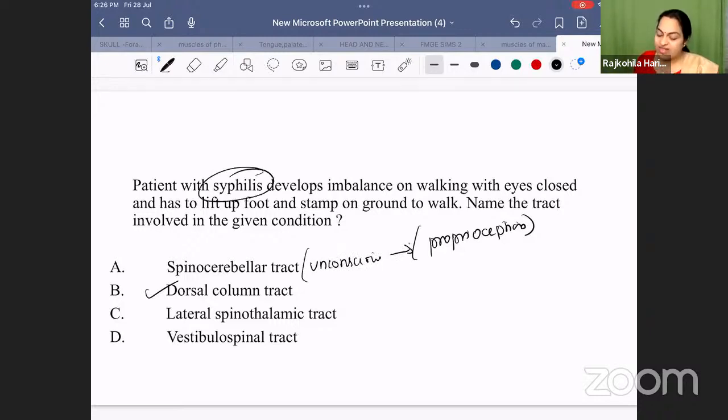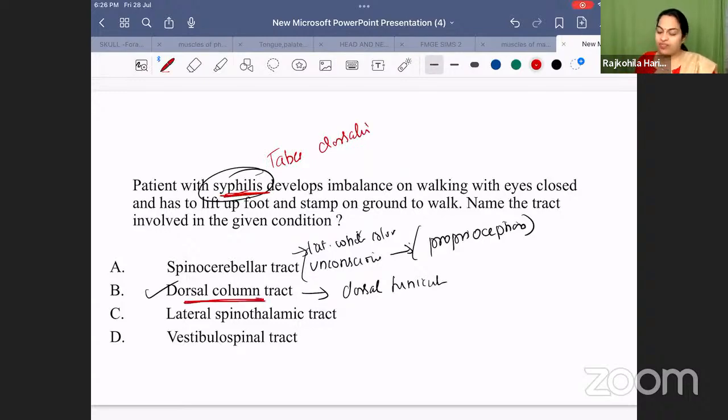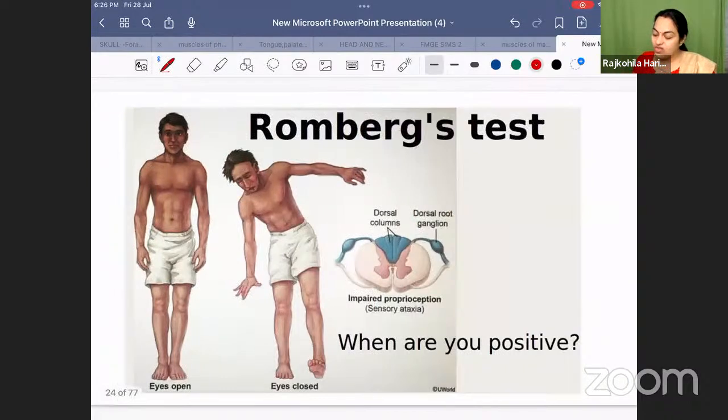But in syphilis, the spinocerebellar tract, where is it located? It is located in the lateral white column, the lateral funiculus. Okay, the dorsal column is located in the dorsal funiculus. And it's mentioned syphilis, or tabes dorsalis, typically involves the dorsal column. Yes, the dorsal column is involved in syphilis.